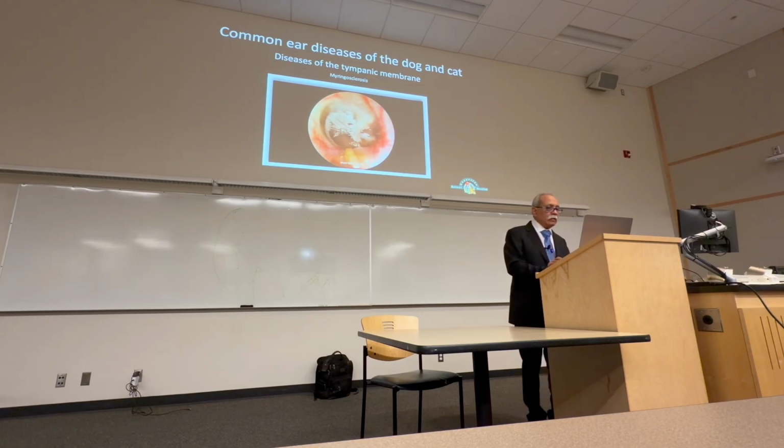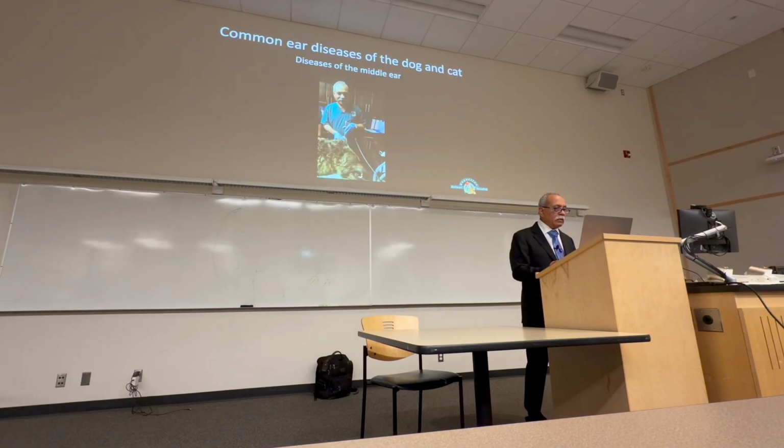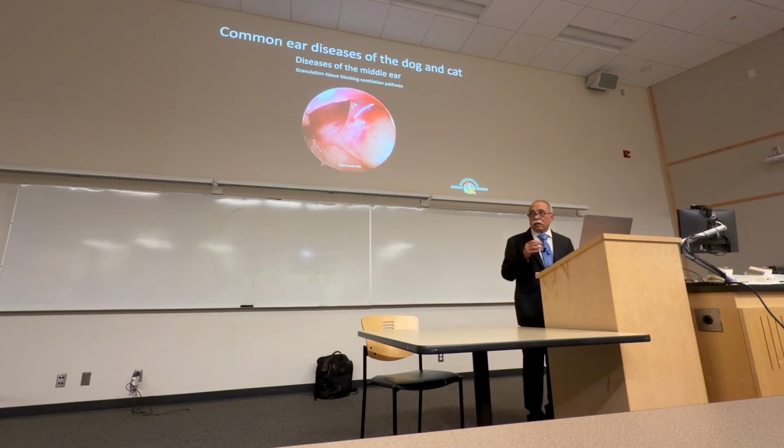Myringosclerosis. This is calcium built up on the eardrum. It happens because of chronic infection, chronic middle ear disease. All right, so we saw this thing, tympanic membrane retraction. As far as why there is a retraction, the ventilation pathway has some blockage. There's a granulation.